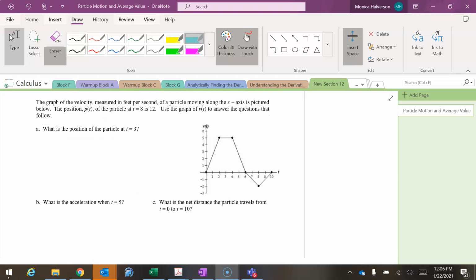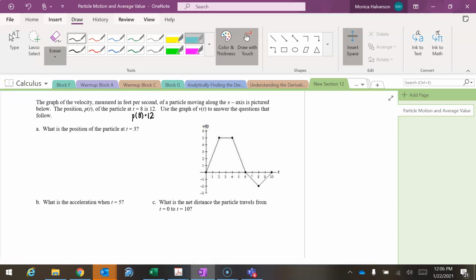So let's continue looking at this concept of what the definite integral of velocity means in terms of a graph. In this example, it says the graph of the velocity, measured in feet per second, of a particle moving along the x-axis is pictured below. The position P of t of the particle at t equals 8 is 12. So we're saying here P of 8 equals 12. Use the graph of v of t to answer the questions that follow.